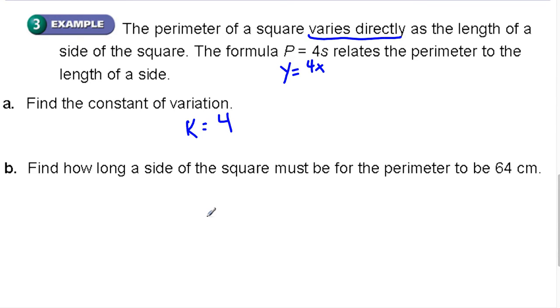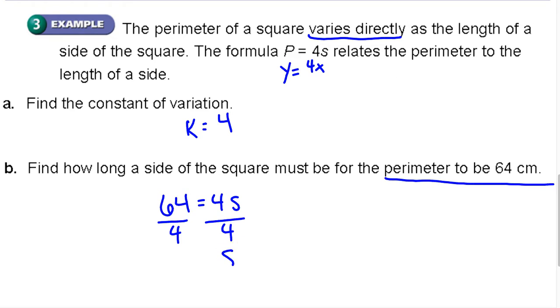Part B says find how long a side of the square must be for the perimeter to be 64. So your perimeter is 64. So we have 64 equals 4s. Divide both sides by 4, and you're going to have s equals 16. The unit is 16 centimeters. So a side of that square would be 16 centimeters long.